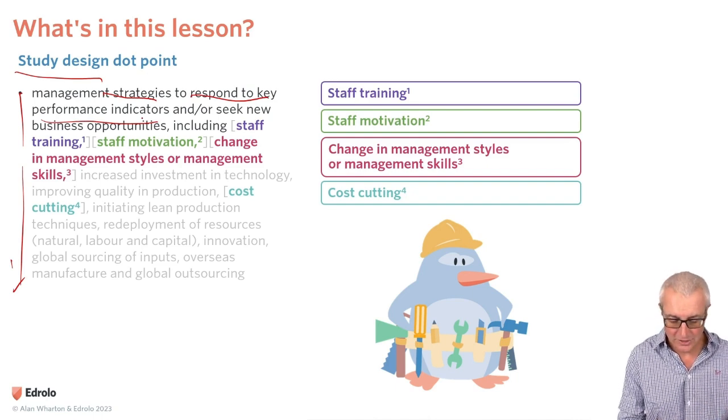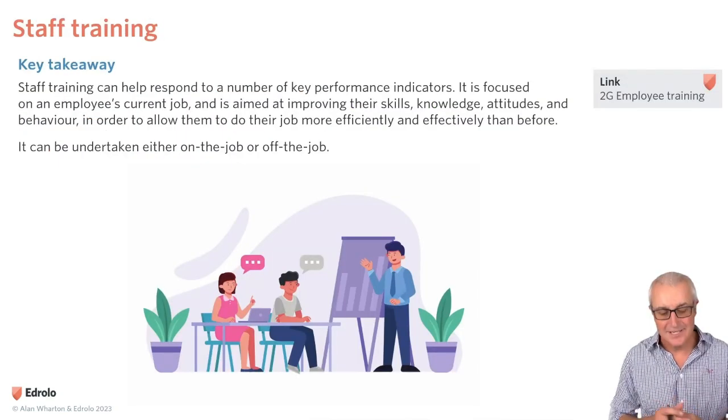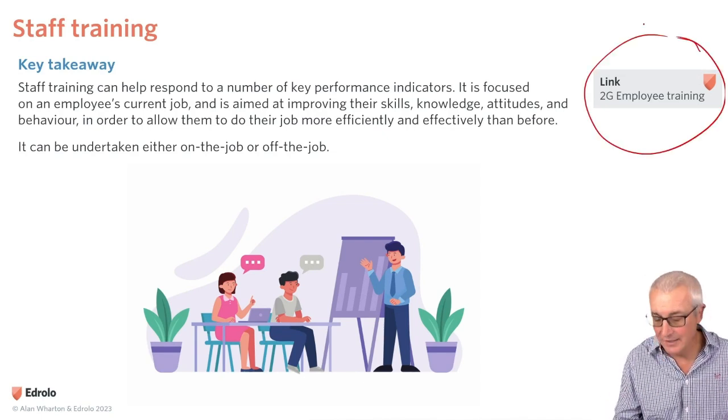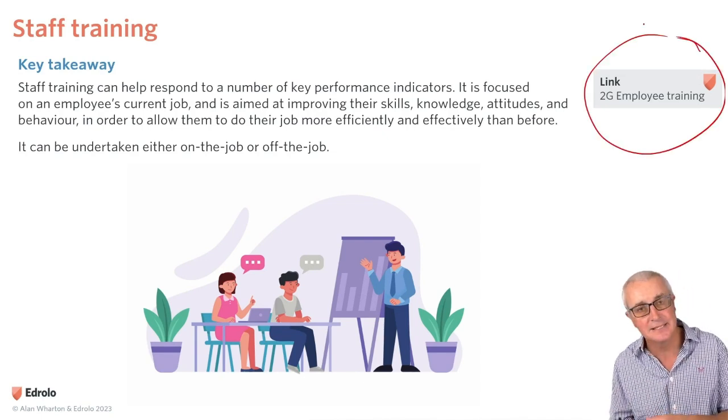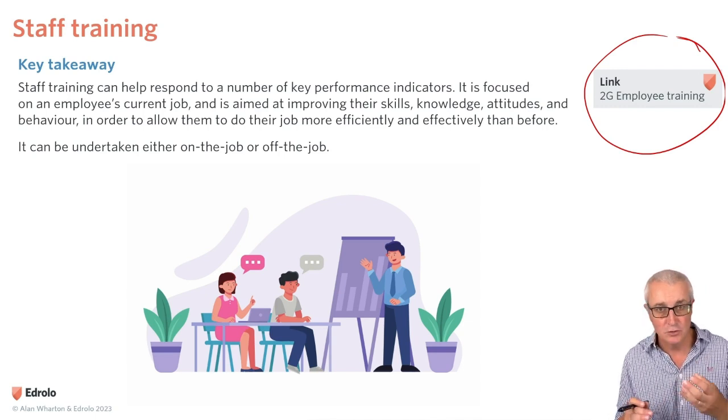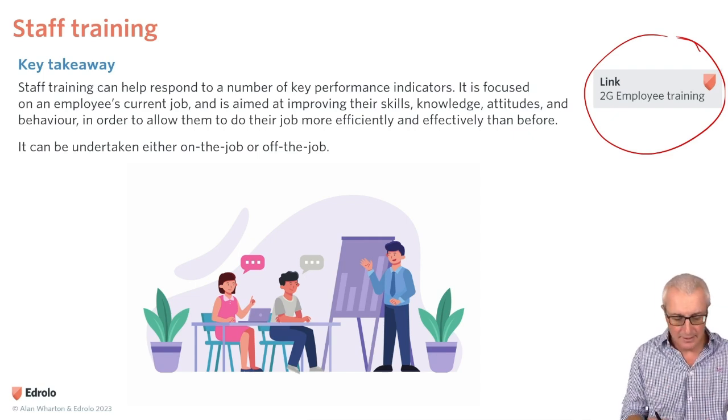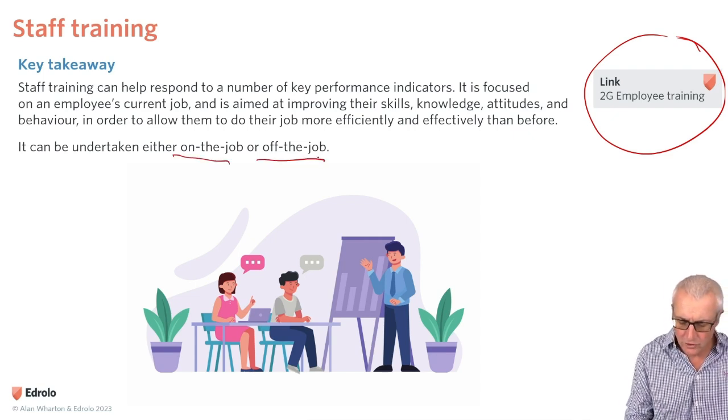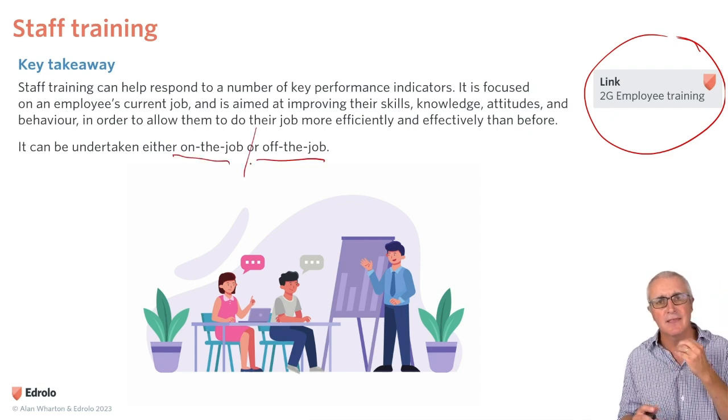In this lesson, we're going to look at staff training, staff motivation, changing management styles and skills, and cost cutting. So let's first of all look at staff training. For a lot of you, you've heard all about this. If you want more detail, go to this link here about employee training 2G. The lesson will cover a lot more about staff training. But a lot of you will remember, there was on the job and off the job. Yes, I remember that. This is about giving workers skills to perform their tasks better.